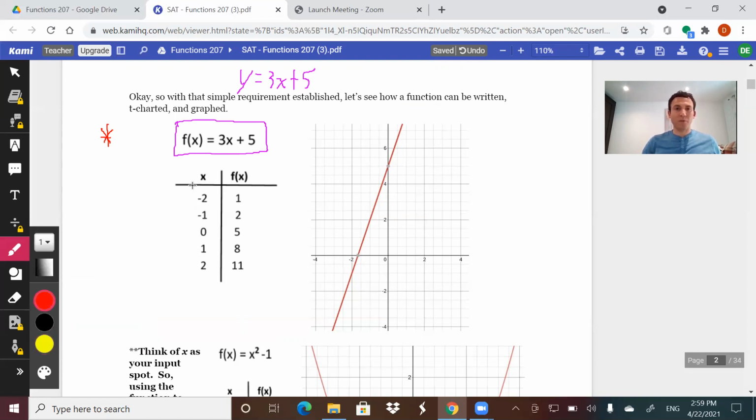we get a different output for y. For example, if we were to put in -2 for x, we would say f of -2, meaning we put in -2 wherever we see an x, plus 5. What does that get us out? That means if we input -2 for x, we get out 1, right? -6 plus 5 is 1. So the way this reads is, if you input -2, your entire output value for when you input -2 is 1. And that's what the t-chart shows us.